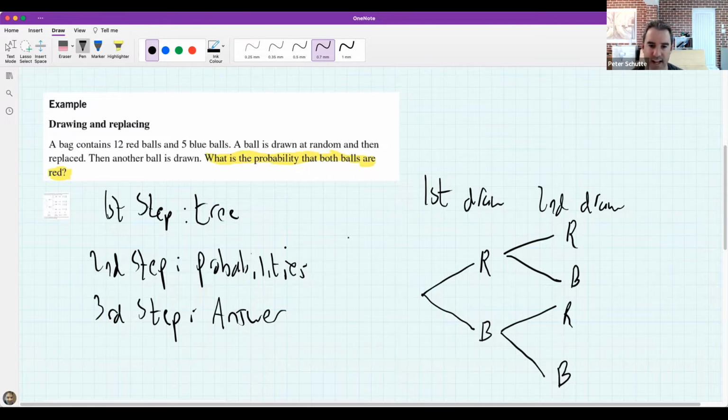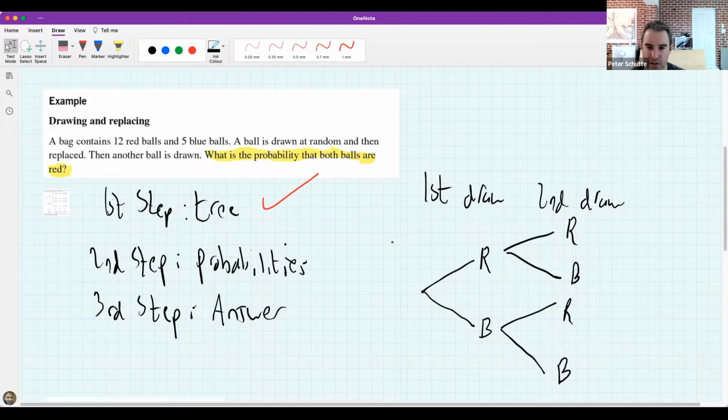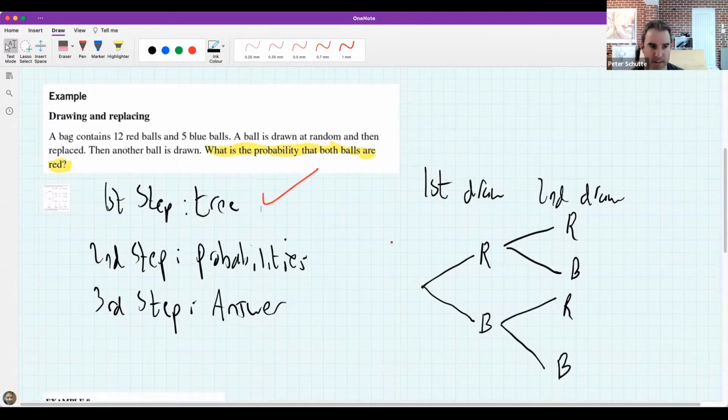Okay, so I've done step 1 for you. That's the tree. But now each of these pathways has a different probability. For step 2, the hint I'll give you is there's 17 balls in the bag because 12 plus 5 is 17. I want to know what is going to be here and what is going to be here. This is saying, what's the probability of drawing a red? What's the probability of drawing a blue?